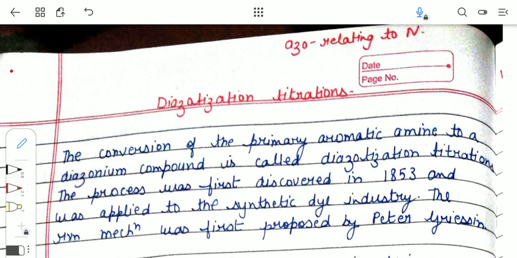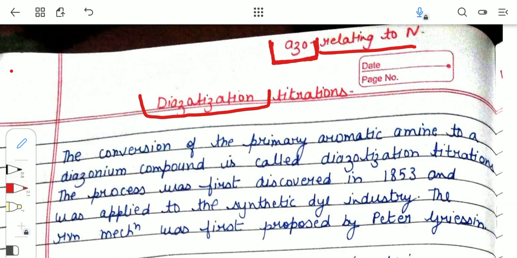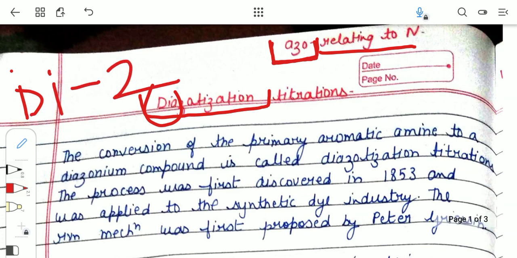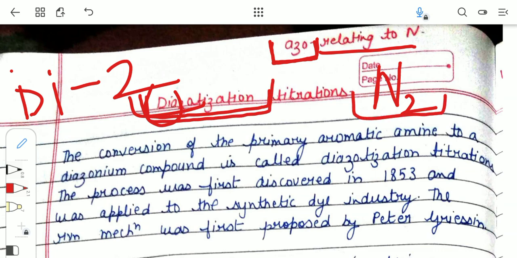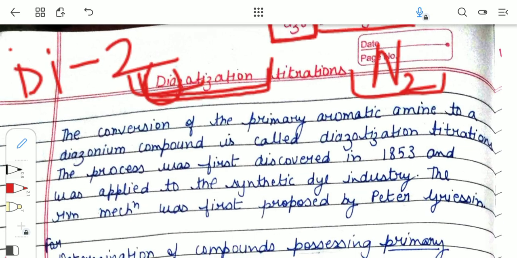So firstly we must know what we understand by the term diazotization. The word azo I've written on the top. The word azo always relates to the nitrogen atom, and we know that di always means 2. So diazo over here means N2. I hope this is clear to you. So these are diazotization titrations. Now let us understand these in detail, and then you will surely know what we do in these kinds of titrations.